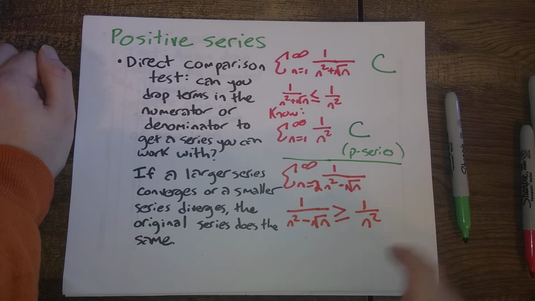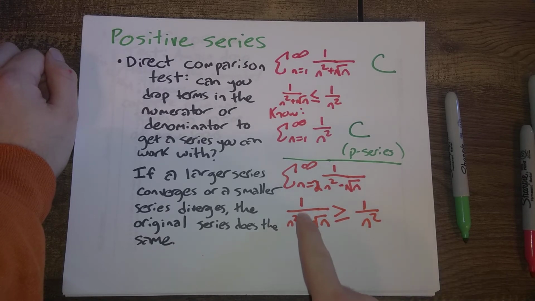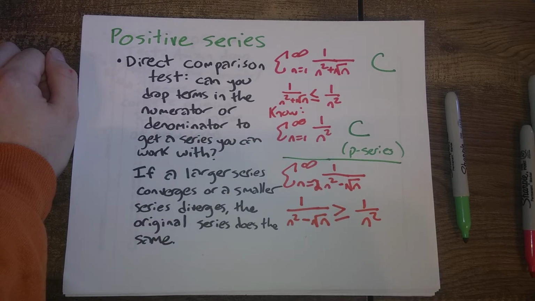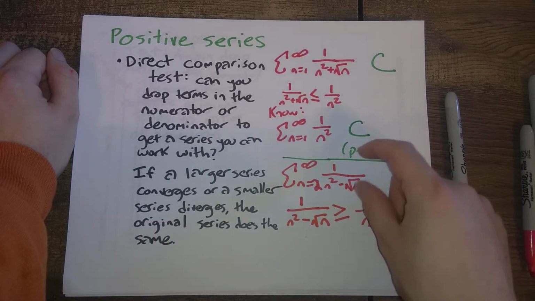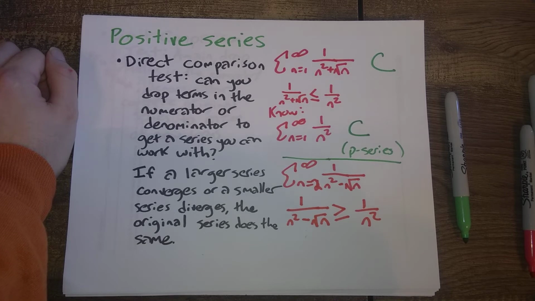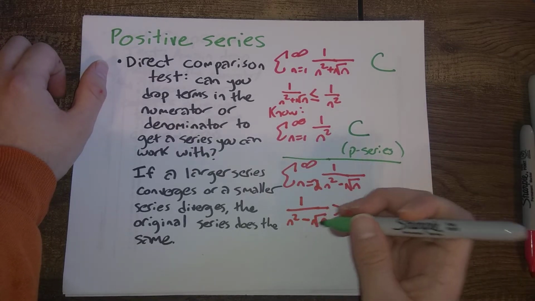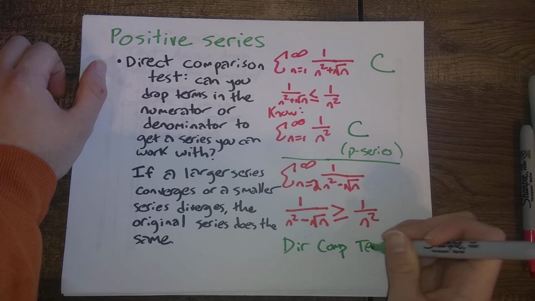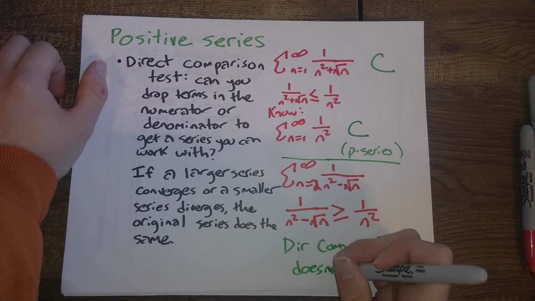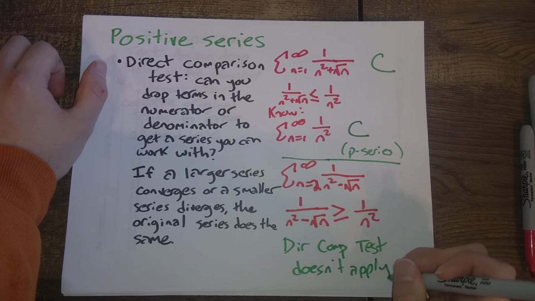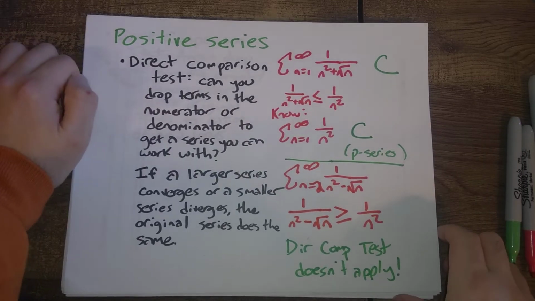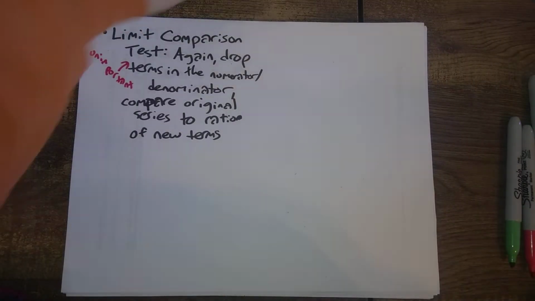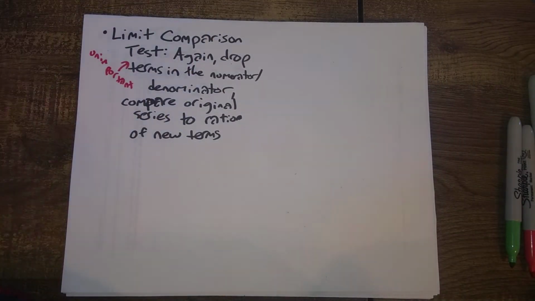We're only accomplishing showing that our series is bigger than something that converges. So we're knowing that a smaller series than this one converges. That doesn't tell us one way or another what is going on here. So the direct comparison test doesn't apply. But that doesn't mean we should give up. The next thing to think about is the limit comparison test.